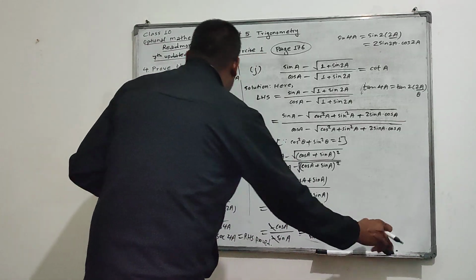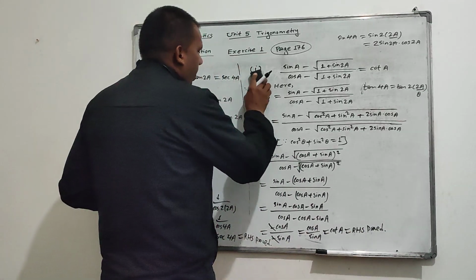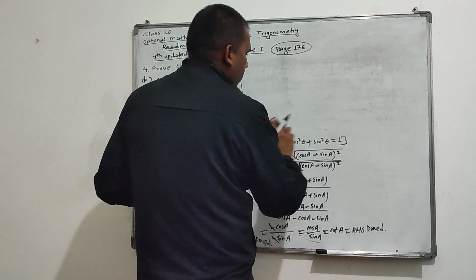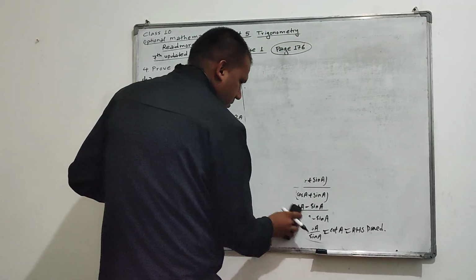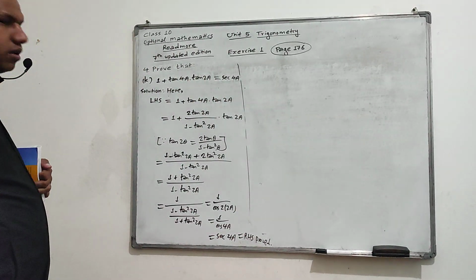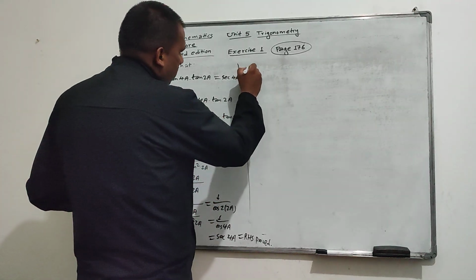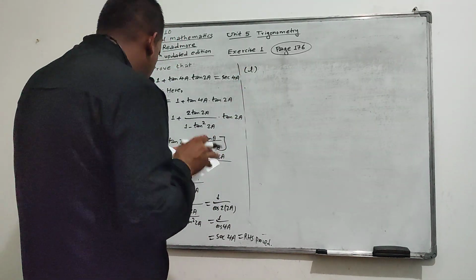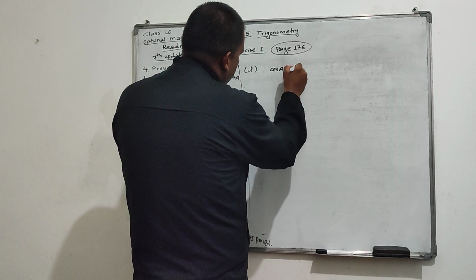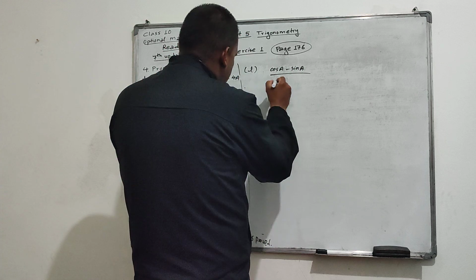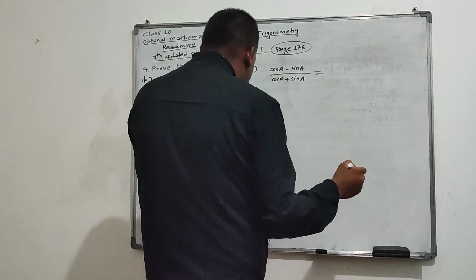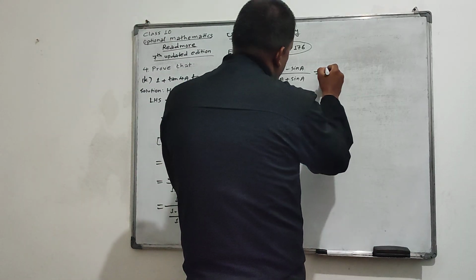Now next question. Now on L here, cos A minus sin A whole upon cos A plus sin A is equal to sec 2A minus tan 2A.